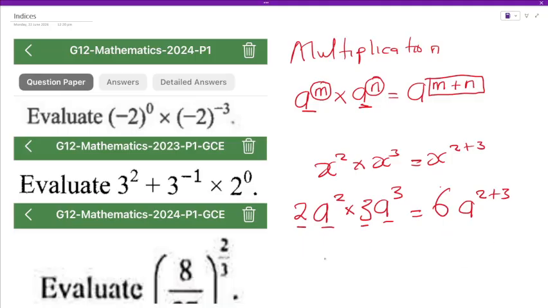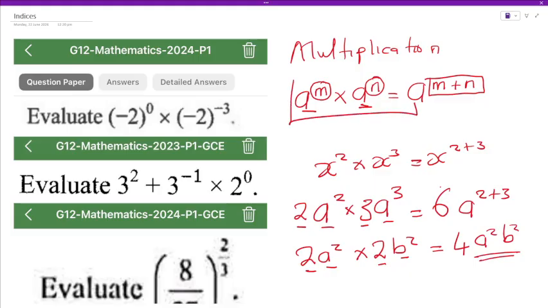Before you proceed, however, when you have different bases, let's say for example you have 2a squared times 2b squared, the principle is the same. Multiply the numbers. 2 times 2 is a 4. Now these are different variables, right? So when they are different, just put them together: a squared, b squared. Remember, this only applies when the bases are the same or when the variables are the same.